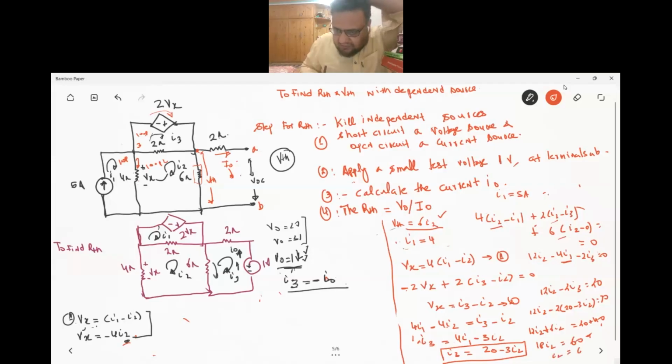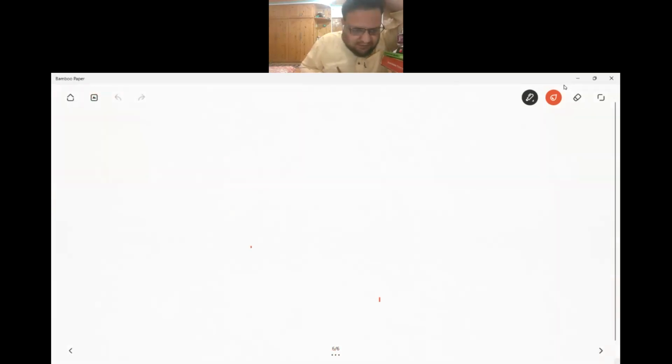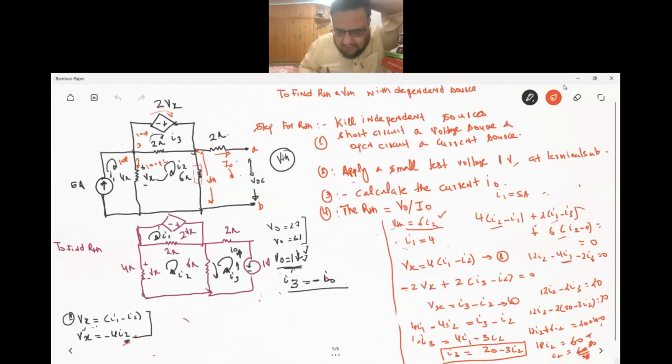So I2 is equal to 60 by 18, correct? That reduces to 30 by 9, which can also be written as 10 by 3. So I2 value I got as 10 by 3. Once I got the I2 value, my V Thevenin is done. That is 6 into 10 by 3. 6 I2, so 3 ones are 2s. So I got the value of V Thevenin, that is 20 volts.